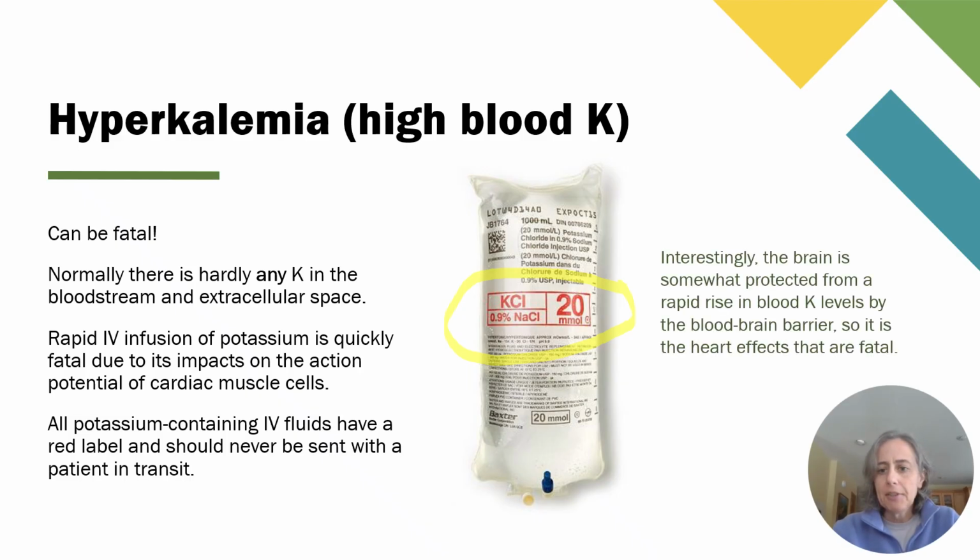Now, interestingly, you'd say, well, wait a minute, the neurons in the brain also need to send action potentials, but remember the astrocytes, remember the blood-brain barrier. What's interesting is that they are relatively protected from a sudden increase in extracellular potassium due to high blood potassium levels. So it is the heart effects of a rapid infusion of potassium that are fatal, not the potential brain effects. The brain is relatively protected from that.